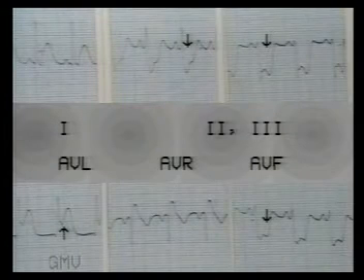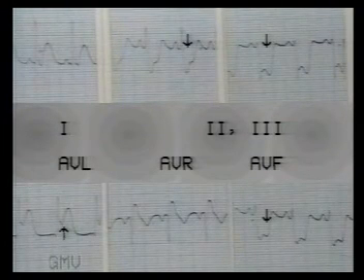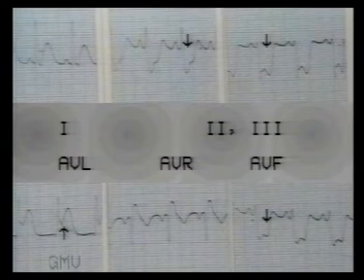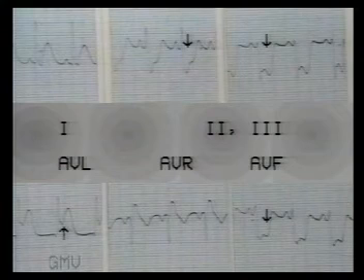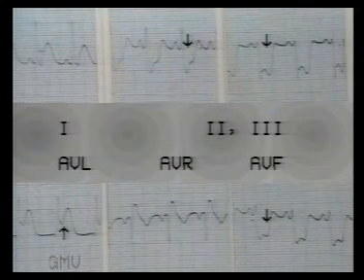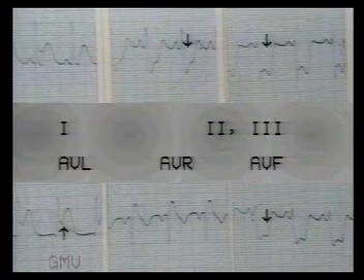In this ECG, note the marked ST segment depression in inferior wall leads 2, 3 and AVF. The ST segment is depressed by up to 10 millimeters. There is ST elevation in AVL with tall T waves in 1 and AVL. This is a very fresh anterior wall infarct.